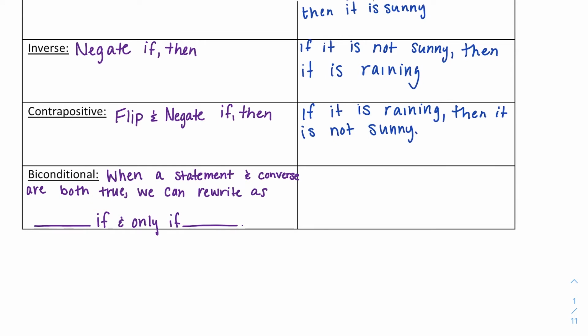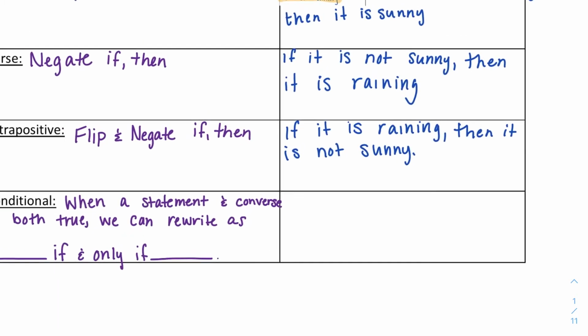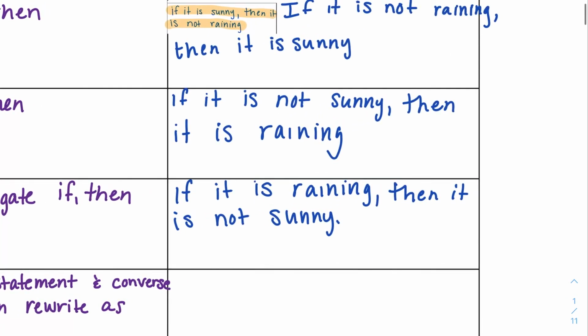Biconditional. A biconditional is when a statement and its converse are both true. We can rewrite it as blank if and only if blank. Typically that first blank is your hypothesis, the second blank is your conclusion. So again, looking at that original statement that we have up here in orange, if it is sunny, then it is not raining, I'm going to take away the if, and I'm going to take away the then. I'm going to replace that then with if and only if. So let's write that down.